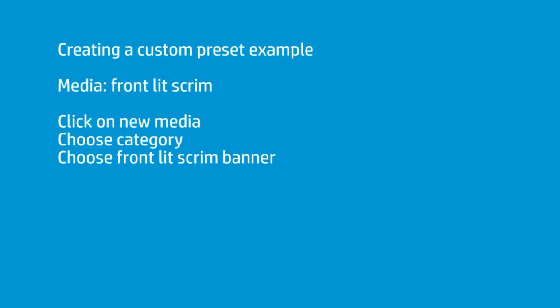Now, within scrim banners, there's backlit and there's frontlit. Let's assume you have a frontlit scrim banner. That's what most people have. So then you would choose frontlit scrim banner from the panel, and then you would go through the 3 steps. And they're very clear, they're very simple.